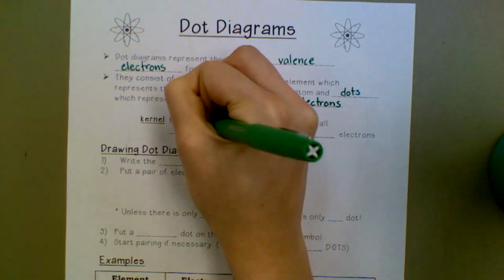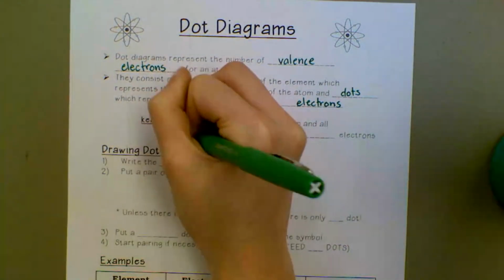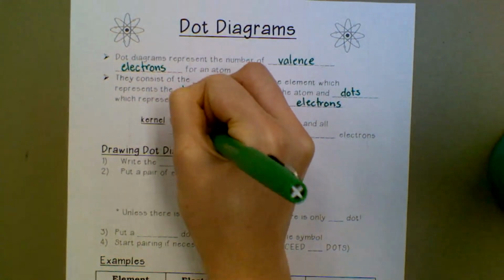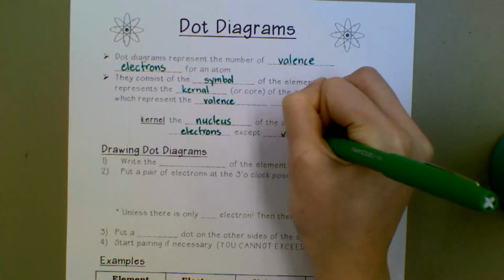Kernel is the nucleus of the atom, and all of the electrons except valence electrons.